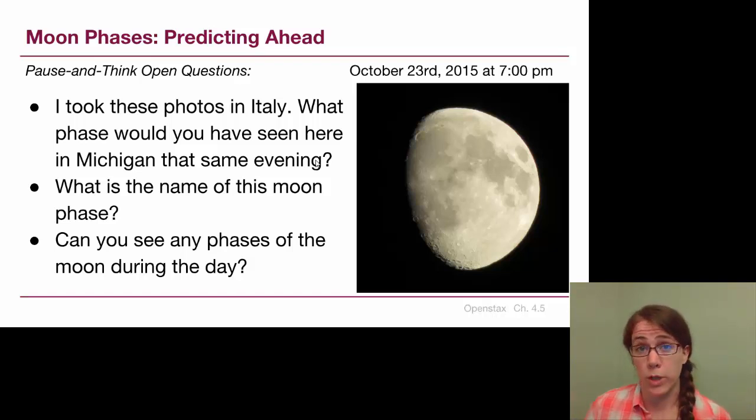Okay, so a couple of questions for us to think about. Both of those pictures that I had on the previous slide, I took while I was in Italy. So I was on my honeymoon, and rather than looking at the slides, I was looking at the moon. You know, honeymoon, why not?